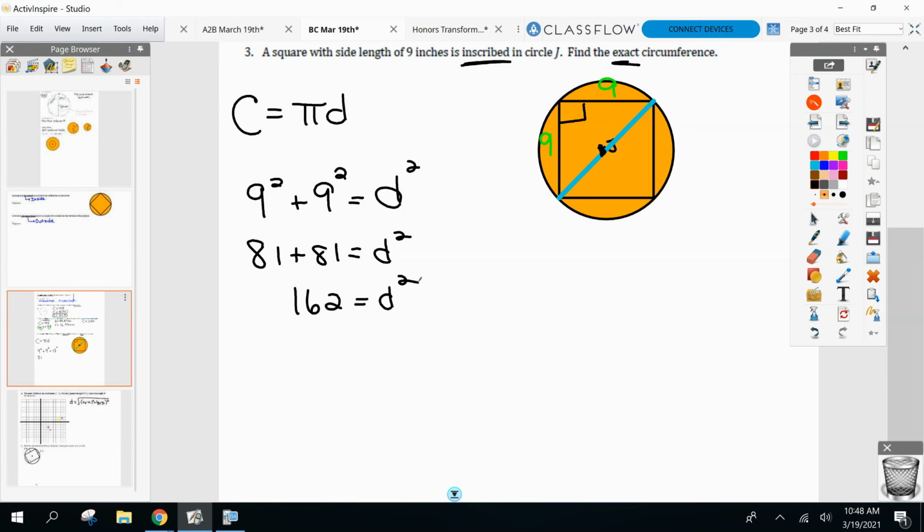equals d squared. And now let me go back to the directions. Exact circumference, meaning no decimals. Leave it in fractions or radical form. All right, exact circumference, no decimals, and in terms of pi. All right, no decimals. So what do you think I'm going to ask you to do as we take the square root of 162?